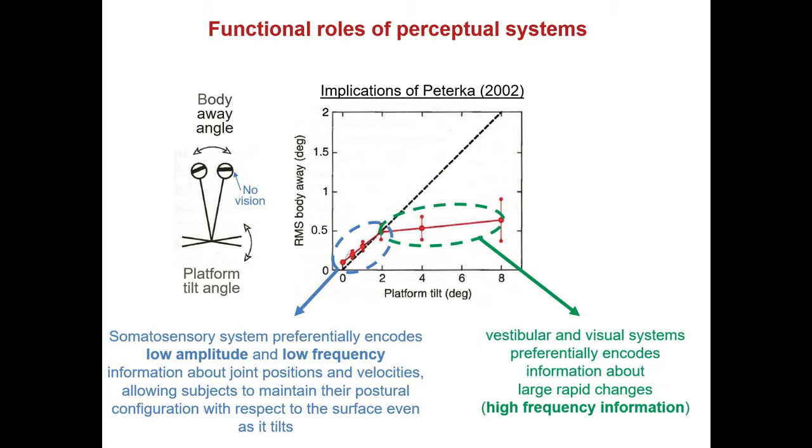In this second region of the graph, we see that the vestibular and visual systems are preferentially encoding information about large, rapid changes. In other words, the vestibular and visual systems are specialized for high frequency and high amplitude information, in contrast to the somatosensory system, which has been specialized for low amplitude and low frequency information.